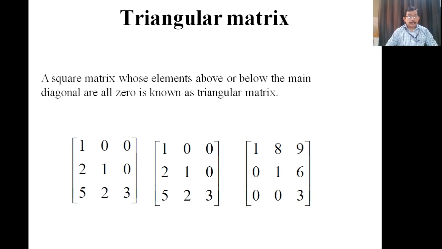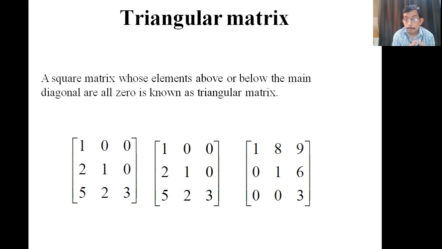Triangular matrix. In this type of matrix, the elements below the main diagonal are 0. A square matrix whose elements above or below the main diagonal are 0 is known as a triangular matrix. The first example has main diagonal elements 1, 1, 3.